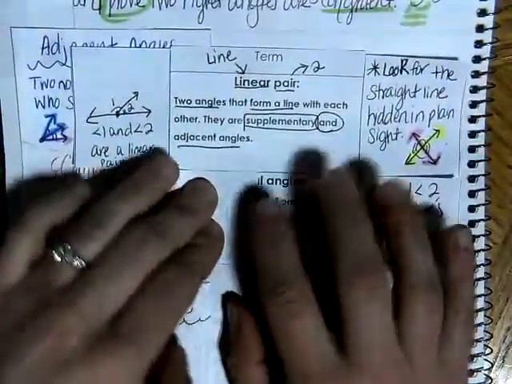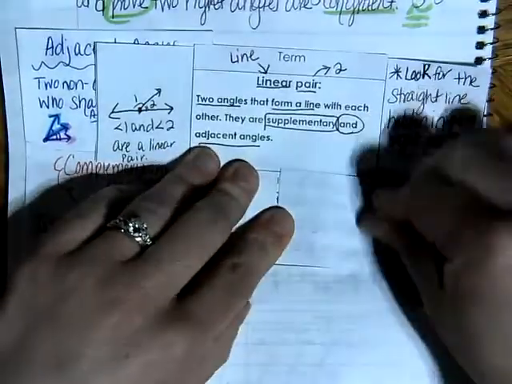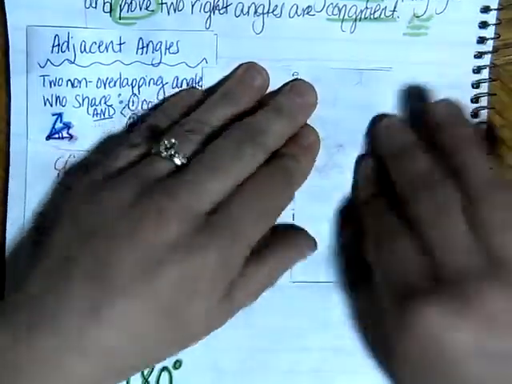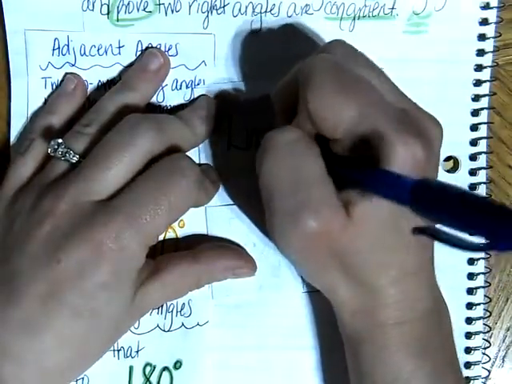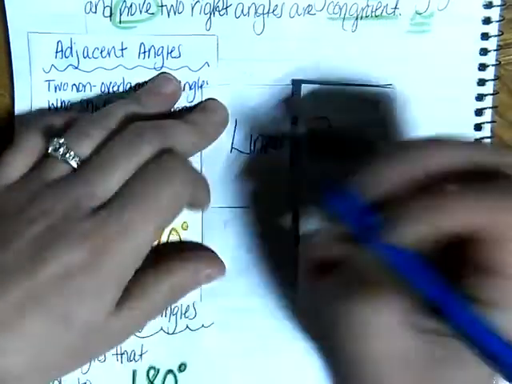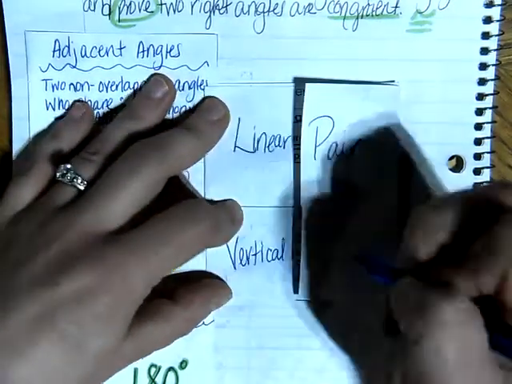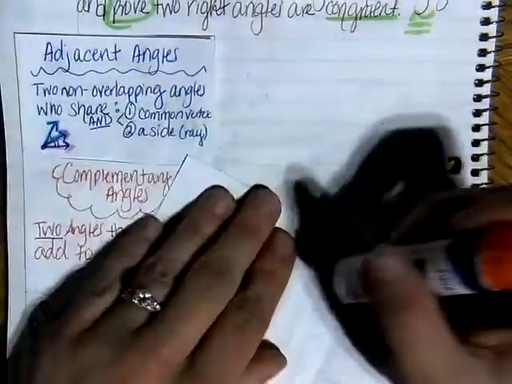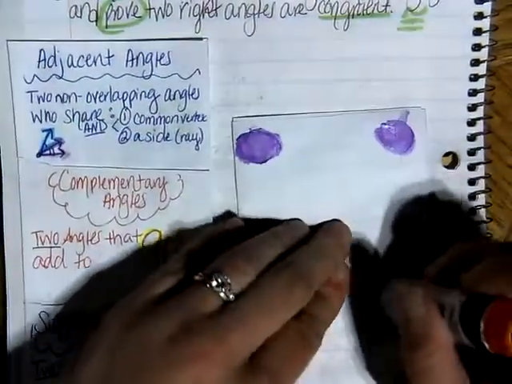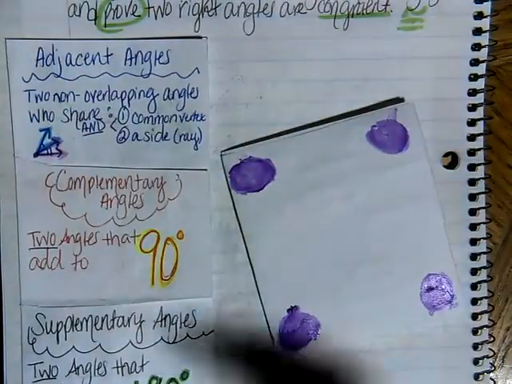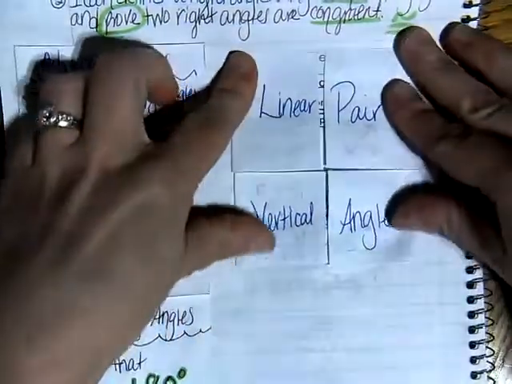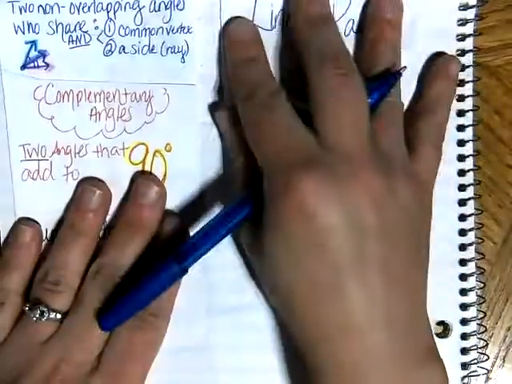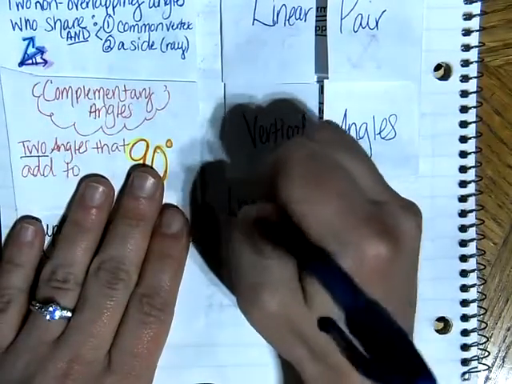All right, I'm going to go ahead and fold in our tabs. This was linear pair. And we had vertical angles. Now, when it comes to the language that you would use in proofs, hopefully you gave yourself a little bit of space. And down here, the language that you're going to use in proofs.